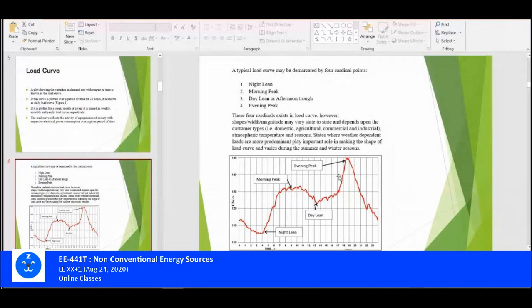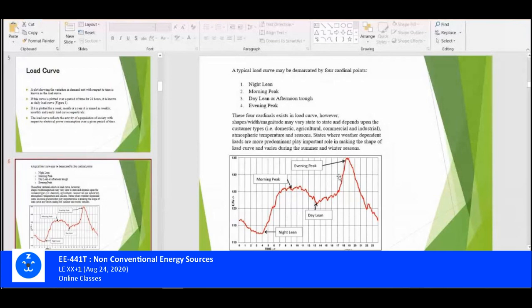However, shapes, width, and magnitude may vary from state to state, meaning consumer to consumer, and depend upon the customer types. That is whether they are domestic, agricultural, commercial, or industrial. So mind you, the load curve of domestic consumers, agriculture or industrial consumers will be different. And the overall load curve of all these consumers can be combined together and plotted as well. States where weather dependent loads are more predominant may play an important role in making the shape of the load curve, and it varies during the summer and winter season. We have all discussed it on that day.